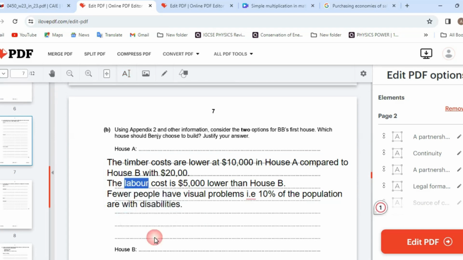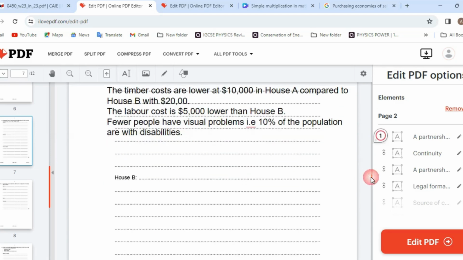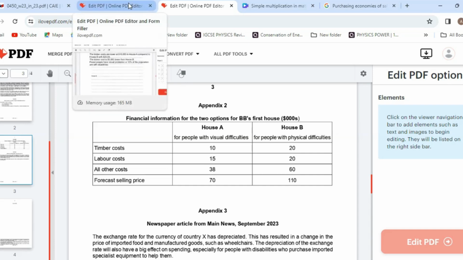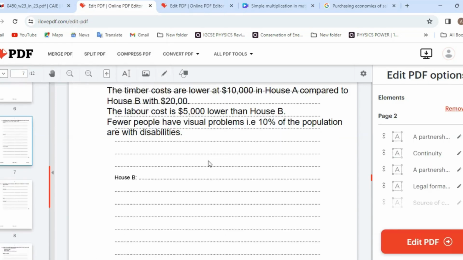Yes, okay, let's see for house B too. There are also many comparisons here too for labor cost. I think we discussed that. And for the timber cost that is used. Also, all other costs being used for house A is lesser than the one to be used for house B. Now let's see for house B.